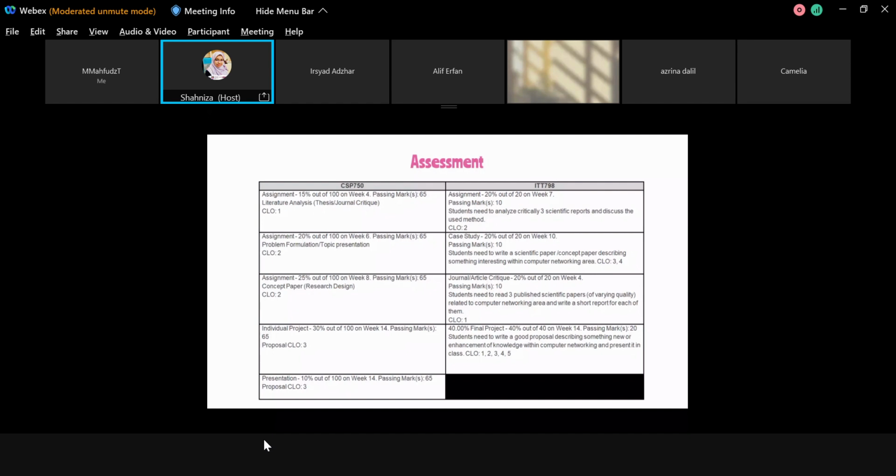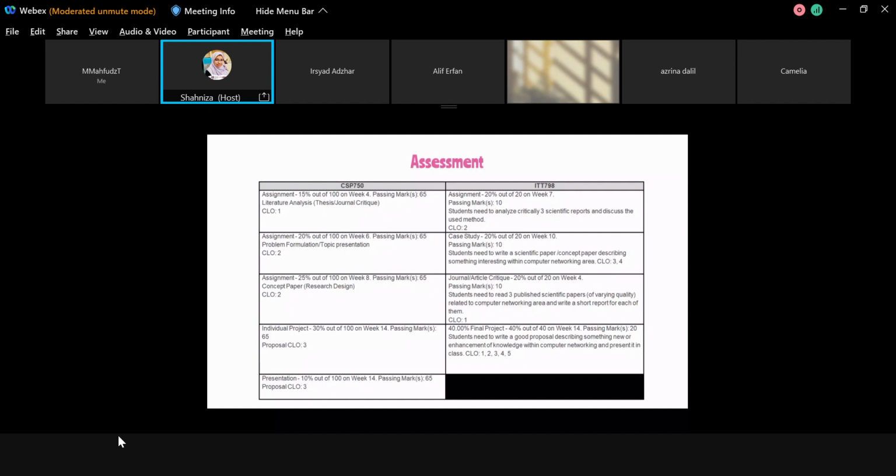Okay, so in terms of assessment, for ITT 798 you will have these 3 assignments, okay, the 20% each: critically analyze the scientific reports, and then case study, write a scientific paper, and journal article critique. So that would consist of 60% altogether. And at the end of the semester, you will need to come up with your proposal. That would be the 40% of it. And the proposal will consist of chapter 1, 2, 3 and need to be presented lah.